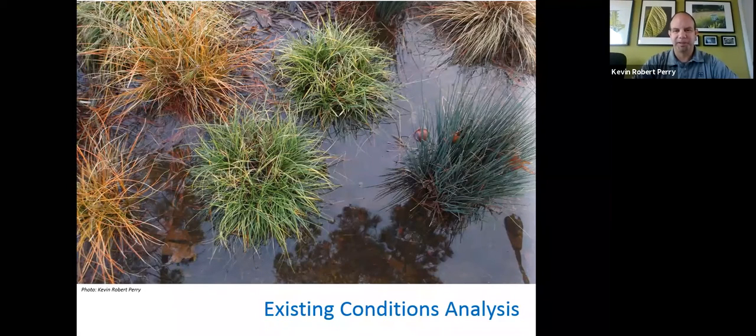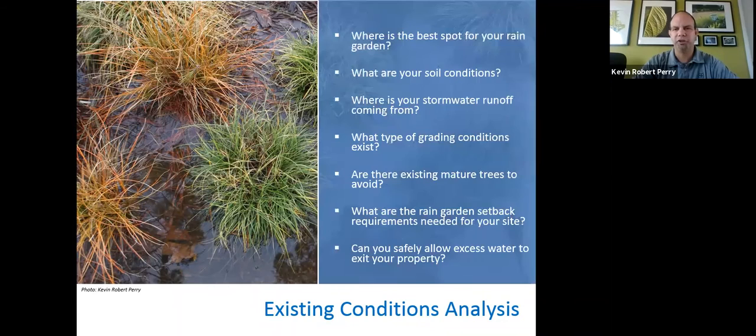And one of the first things you would want to do before you get your shovel and start getting into things is analyze your yard for what are the right conditions for rain gardens. So here are some questions to ask. Where's the best spot for your rain garden? What are your existing soil conditions? Where are the source points for runoff? Is it from the roof? Is it from driveways? What type of grading exists at your property? Is it relatively flat? Is it steep?